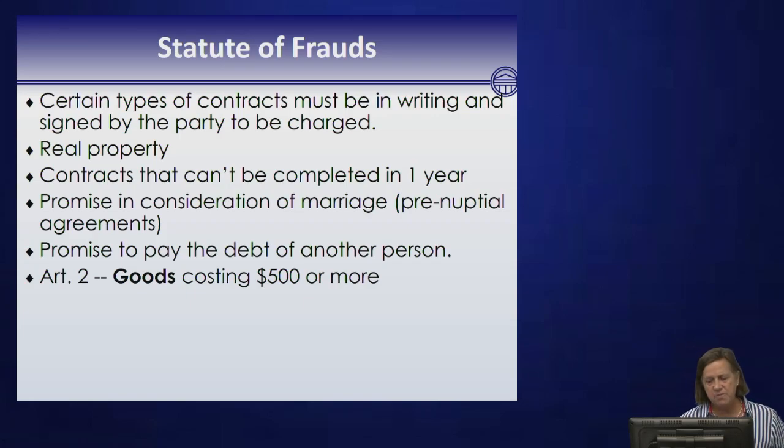Promises in consideration of marriage, in other words, prenups, have to be in writing. Promise to pay debts of another person must be in writing. And don't forget, Article 2, contracts for the sale of goods costing $500 or more must be in writing to be enforceable.